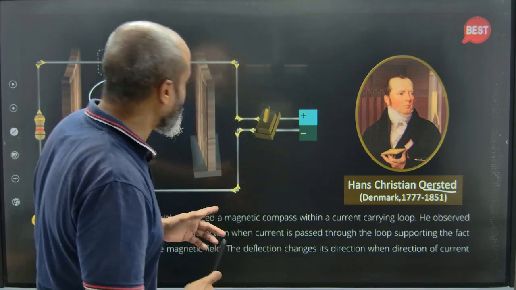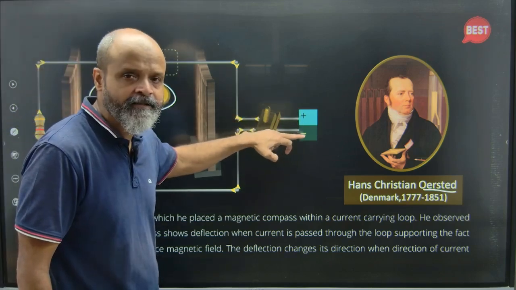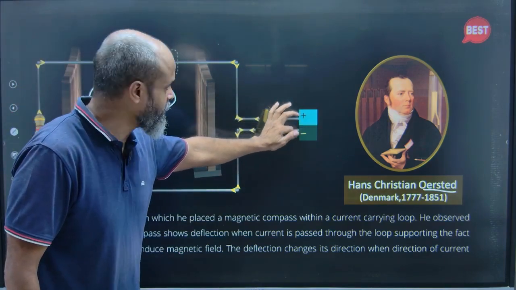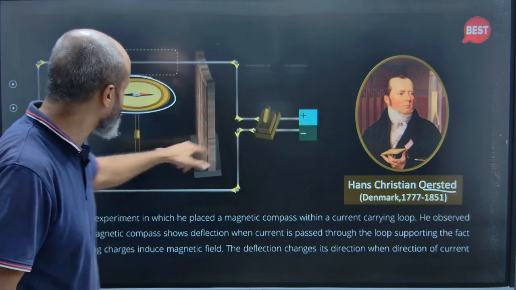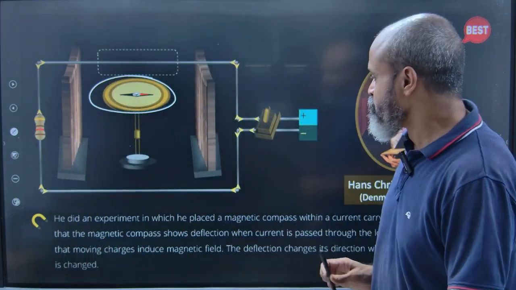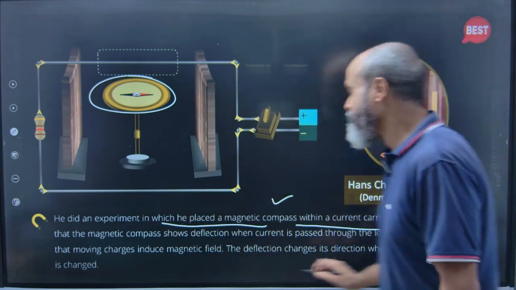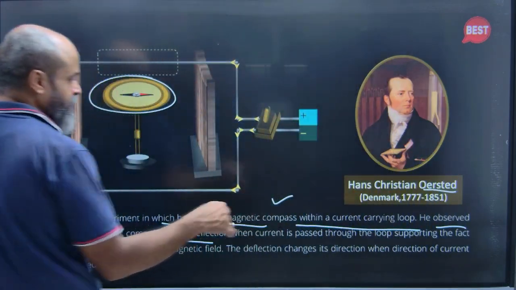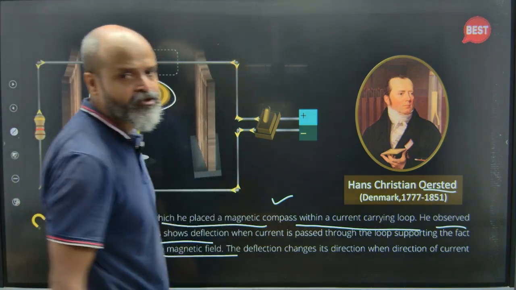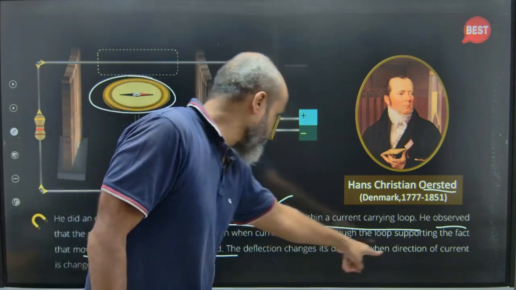And if you reverse the potentials, let's say now this is plus and this is minus, you will see deflection in a certain direction. If you change the potentials, make this minus and make this plus, you will see that the magnetic needle deflects itself in the opposite direction. So he did an experiment in which he placed a magnetic compass within a current carrying loop. He observed that the magnetic compass shows deflection when the current is passed through the loop, supporting the fact that moving charges induce magnetic field. So obviously any charge which is in motion will induce magnetic field. Okay. The deflection changes its direction.